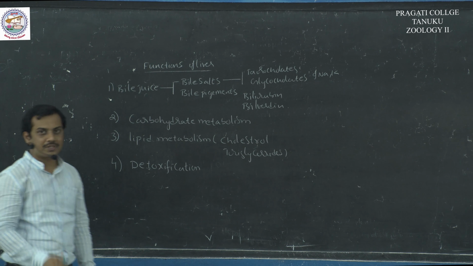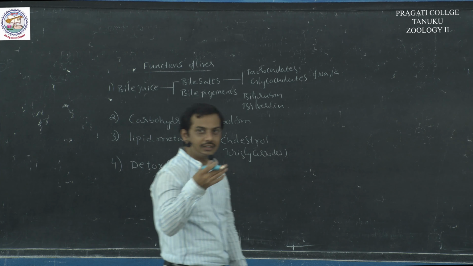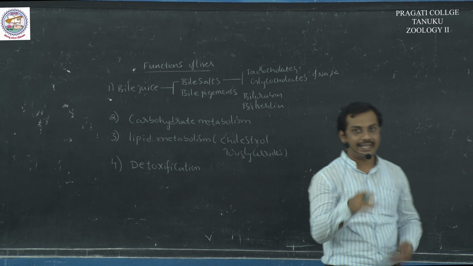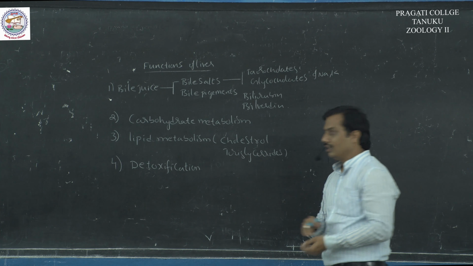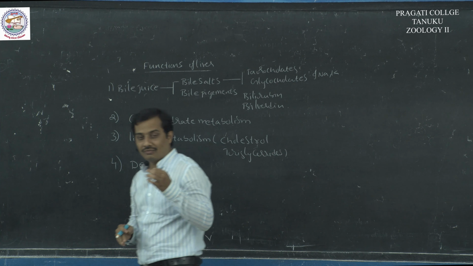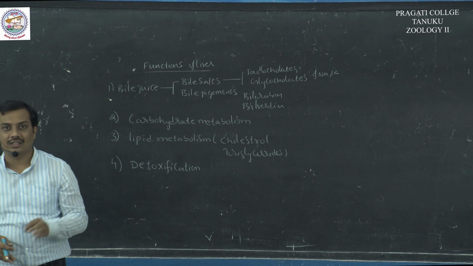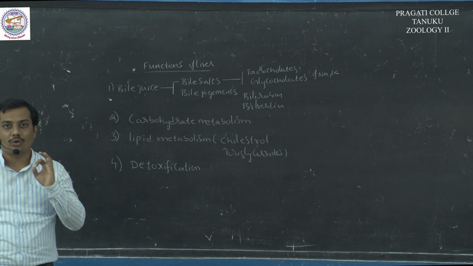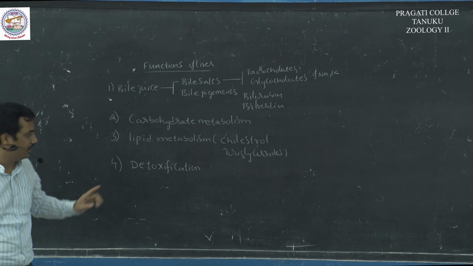The toxic substances which have entered into our body through the food are actually detoxified in the liver. That is the reason why the first organ that is going to be affected in a chronic alcoholic patient is the liver.